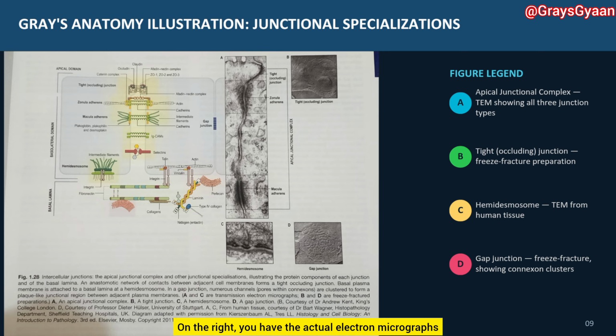On the right, you have the actual electron micrographs, real images from real tissue. Panel A, a transmission electron micrograph showing the apical junctional complex. You can see the electron-dense regions where the tight junction and adherens junction form. Panel B, a freeze fracture preparation of a tight junction, showing the characteristic network of sealing strands on the membrane face. Panel C, a transmission electron micrograph of a hemidesmosome. You can see how the epithelial cell base attaches to the basal lamina below.